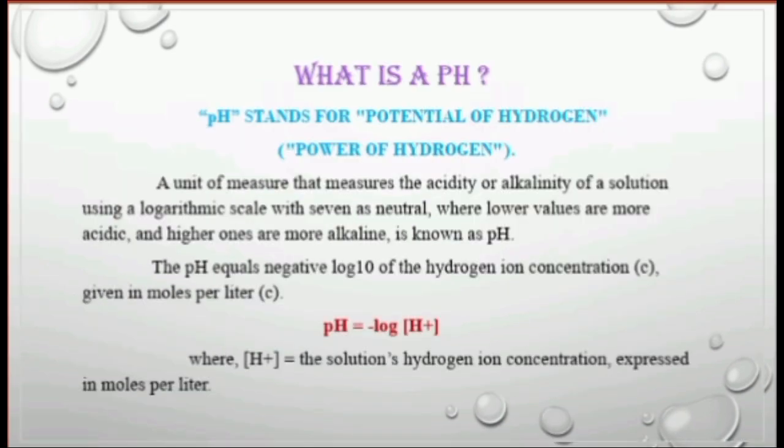So, now we are going to see what pH stands for. pH stands for potential of hydrogen or power of hydrogen. A unit of measure that measures the acidity or alkalinity of a solution using a logarithmic scale with 7 as neutral, where lower values are more acidic and the higher ones are more alkaline, is known as pH. The pH equals negative log 10 of the hydrogen ion concentration given in moles per liter. pH is equal to minus log H plus.